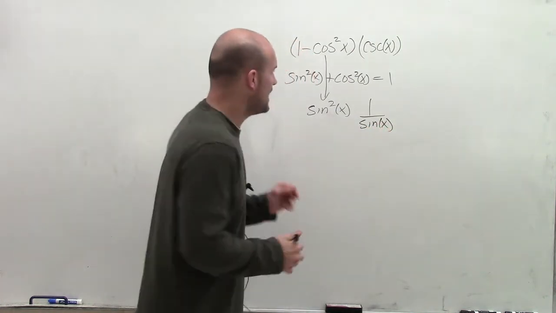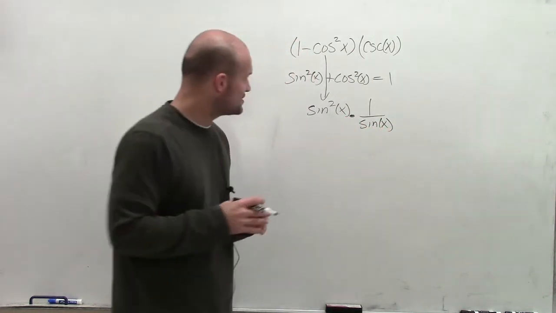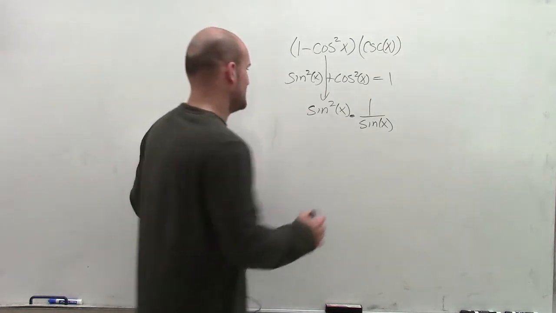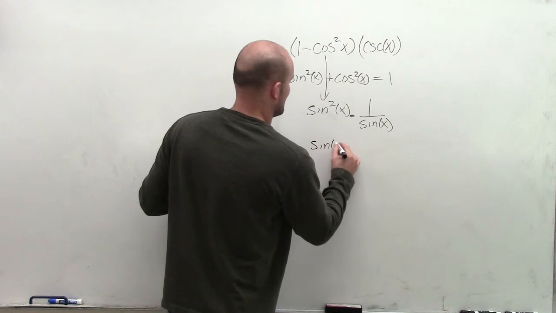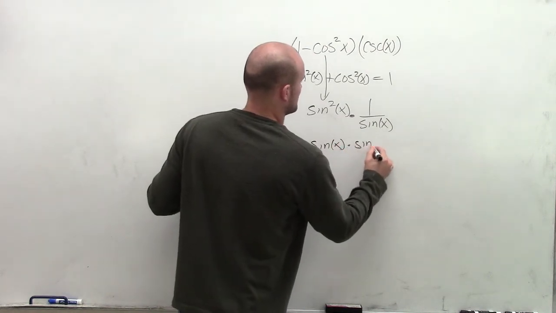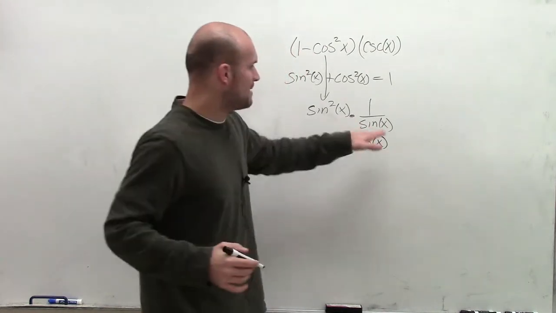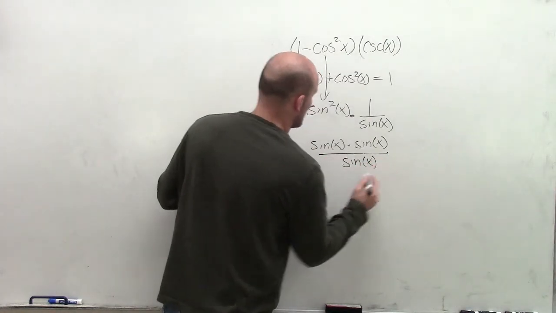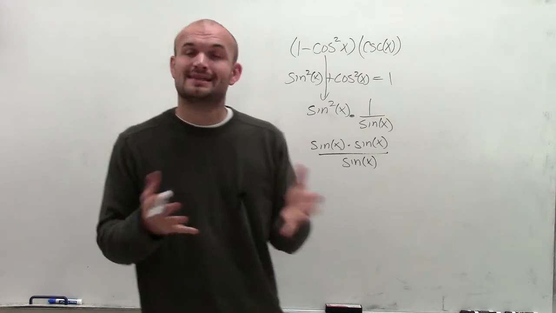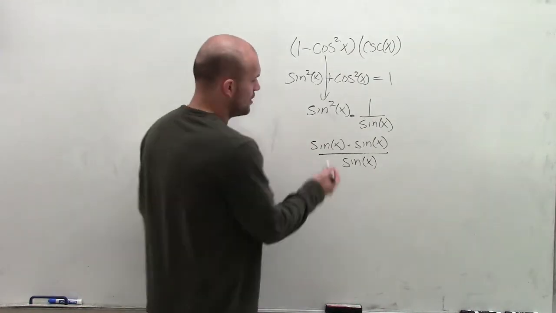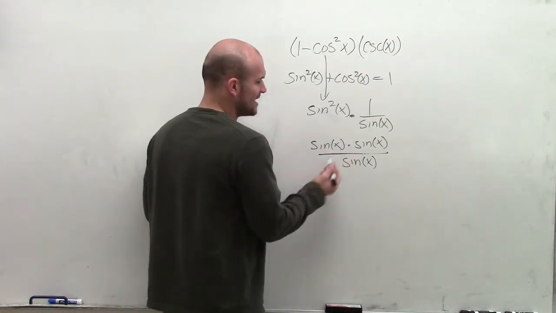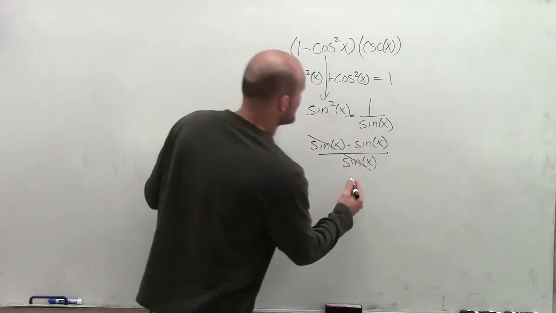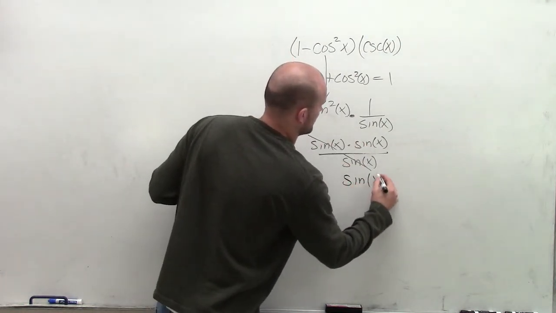OK, so now what I have is sine squared of x times 1 over sine of x. Now remember, sine squared of x represents sine of x times sine of x. And if I multiply by 1 over sine of x, I can rewrite that as having sine of x as my denominator. Now, when rewriting it in this format to simplify, I notice that one pair of my sine of x are going to divide out to 1, therefore just leaving me with the sine of x.